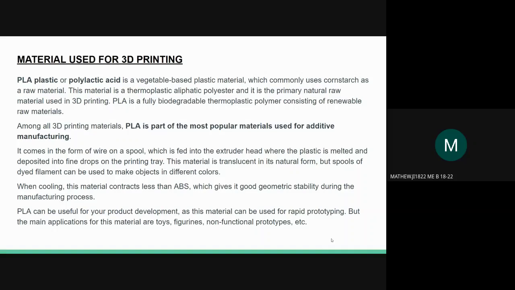PLA usually comes in the form of a wire on a spool, which is fed to the extruder head where the plastic is melted and deposited into fine drops on the printing tray. The material is translucent in its natural form, but spools of dyed filament can be used to make objects in different colors. We had used a dyed filament, and the filament color was black.